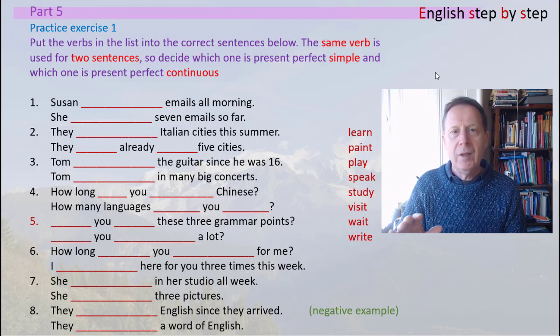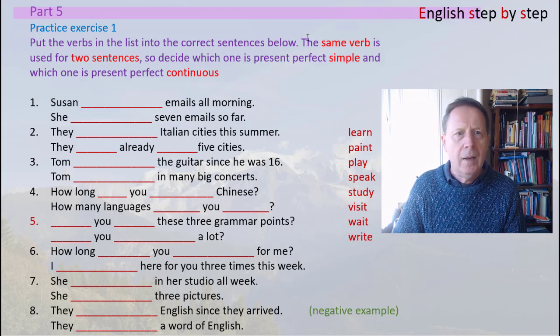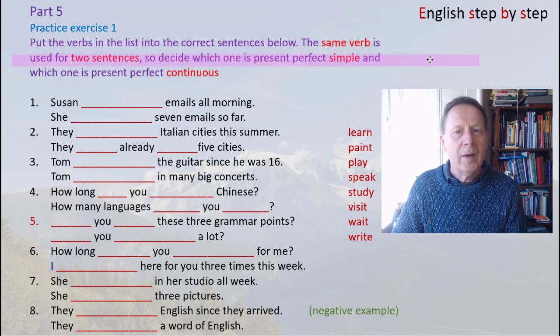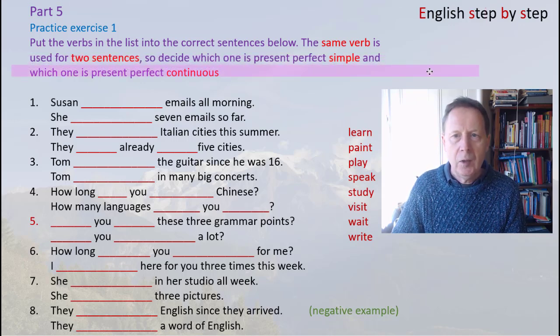So I'm going to leave these 2 exercises on the screen. You can write down the answers, pause the video, and then check the answers later. So let's see, what do you have to do? Well, put the verbs in the list in the correct sentences below. The same verb is used for 2 sentences. So decide which one is present perfect simple and which one is present perfect continuous.